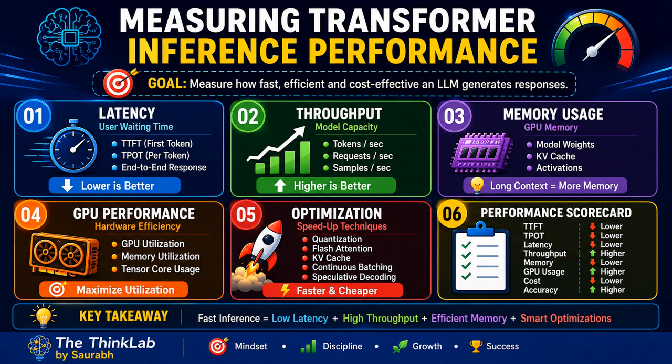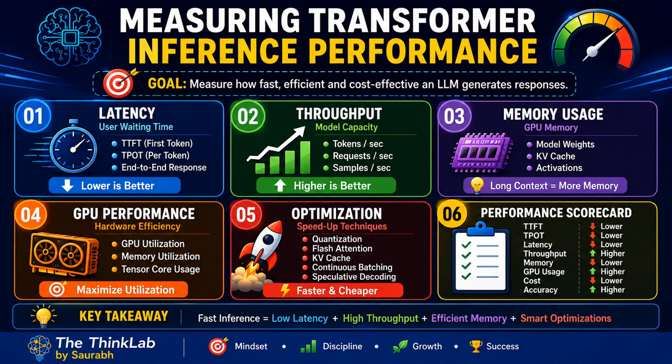So why does this matter? Every AI company measures inference performance, like OpenAI, Google DeepMind, Anthropic, Meta, Microsoft, Nvidia, Amazon. All production AI systems continuously monitor latency, throughput, GPU utilization, memory, cost. Without optimization, serving millions of users becomes extremely expensive, right?